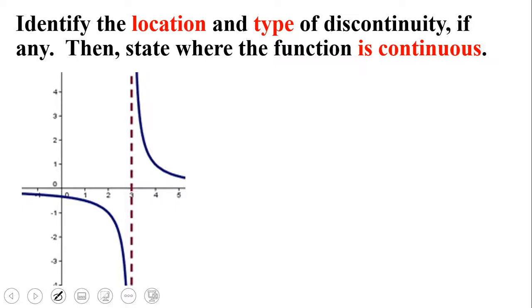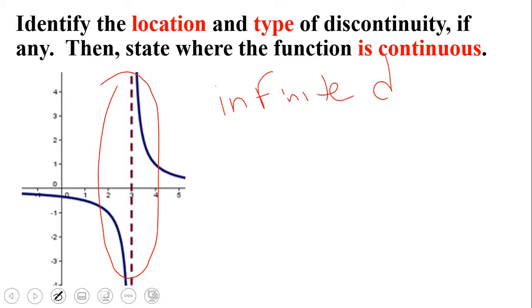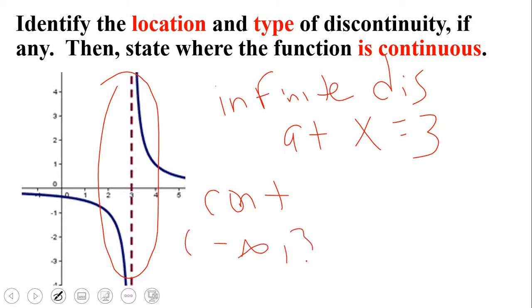How about this next example here? So if there is a discontinuity, tell me where it is and what kind. So if I take a look here, I see a vertical asymptote. That is called an infinite discontinuity. It's at x equals 3. That's the only issue, which means the graph is continuous everywhere else, which would be from negative infinity to 3, and then from 3 to infinity.